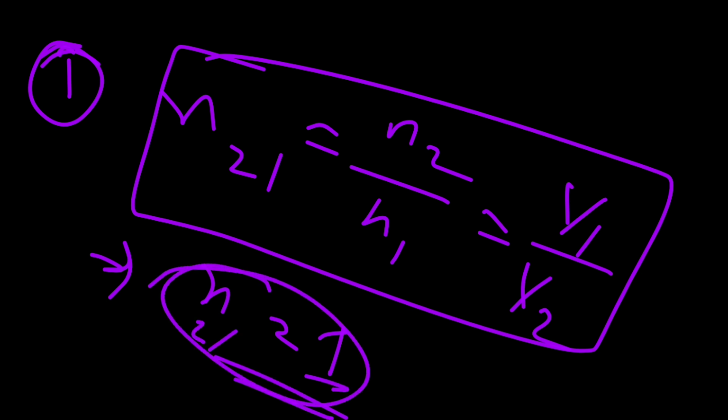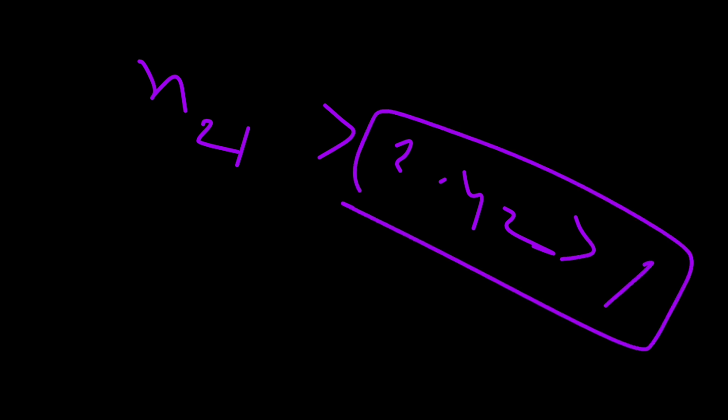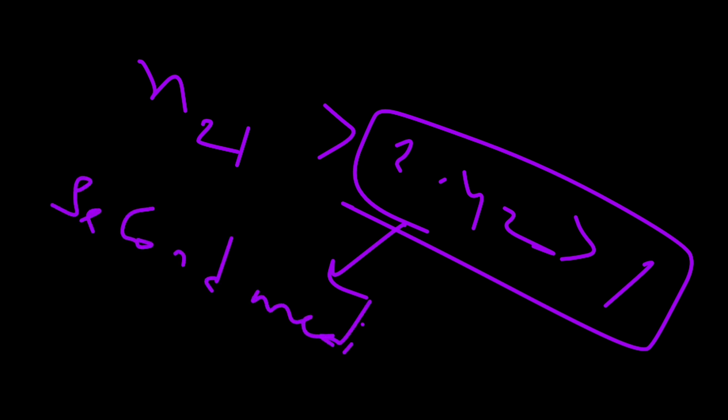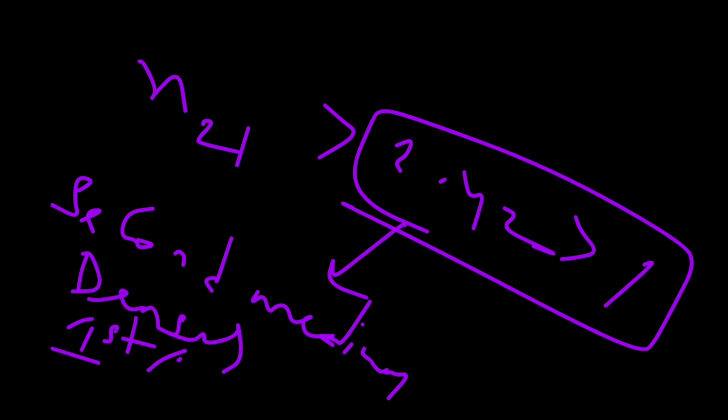If the relative refractive index value is greater than 1, what does this indicate? If you do it, you will get the answer 2.42, which is greater than 1. This says that the second medium is optically denser than the first medium. You need to remember it clearly. So that's it about the overall topics.